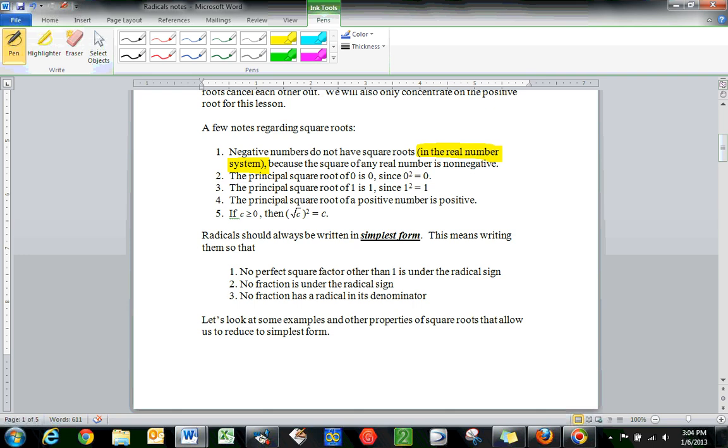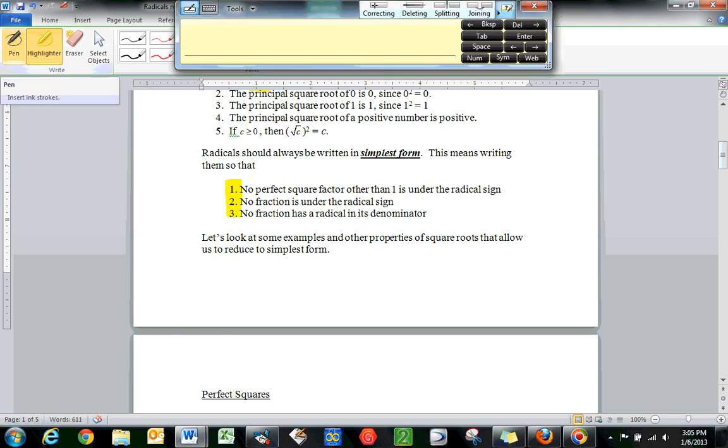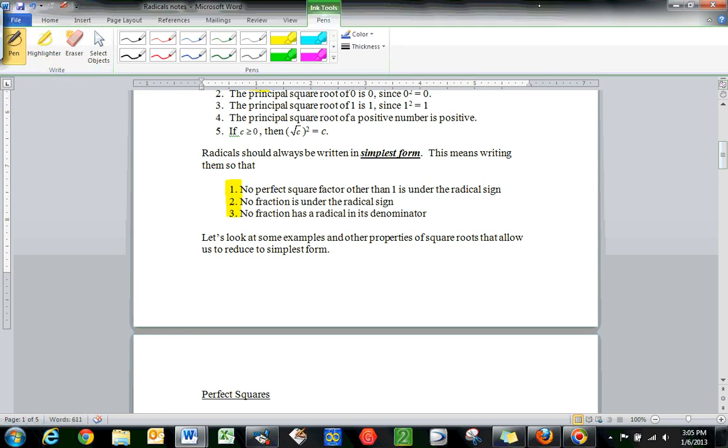So, some basic principles: 0 squared is 0, 1 squared is 1, and you need to just keep those things in mind. Now, we're going to focus on taking the radicals, or the square roots, and putting them in simplest form. And we did a little bit of this whenever we discussed the Pythagorean theorem. And in essence, you need to know these 3 rules very, very well. So: no perfect square under the radical, no fraction under the radical, and no radicals in the denominator.